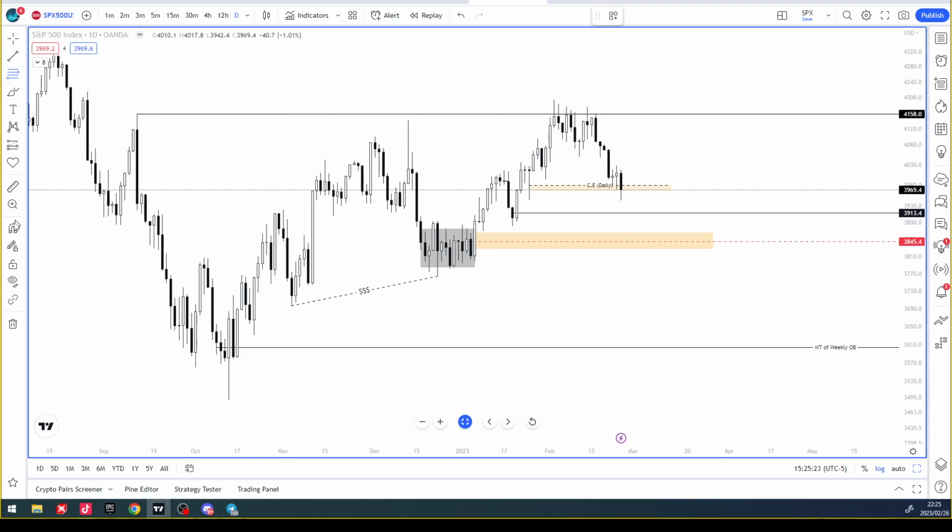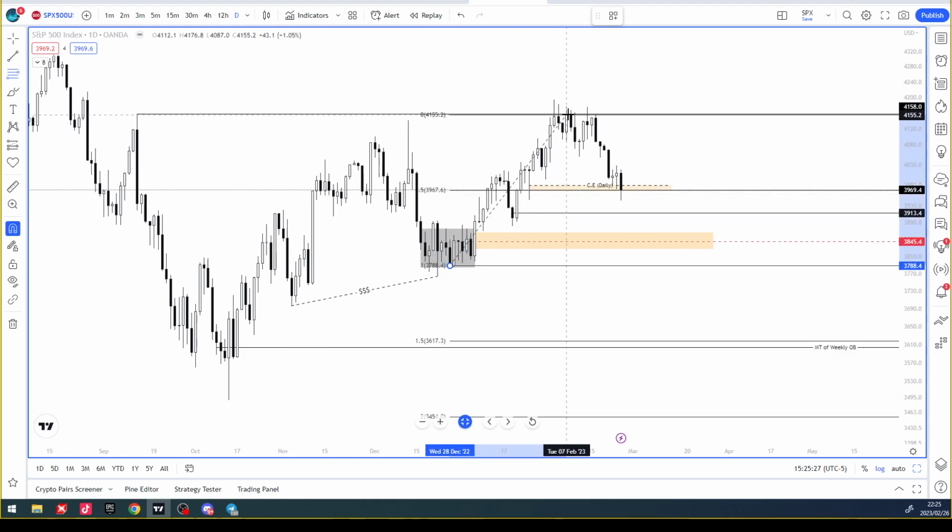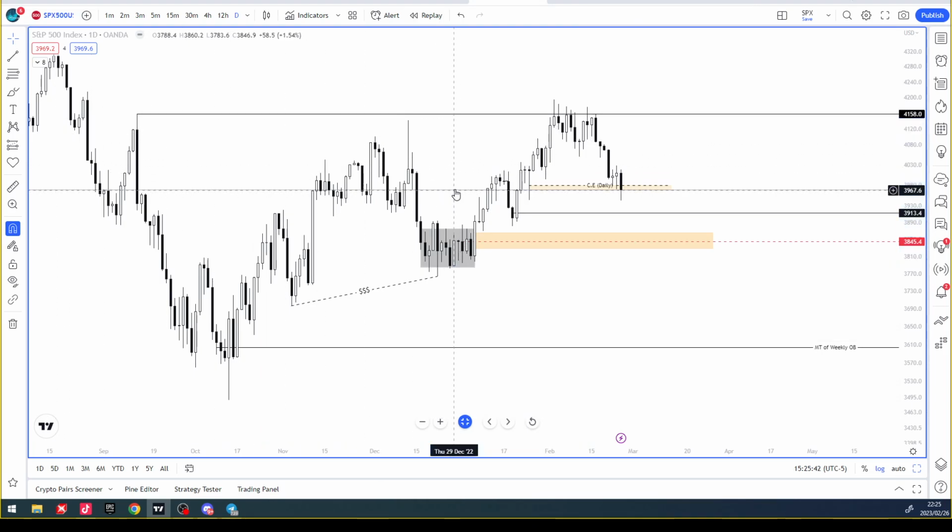Let's have a look at something here quickly. And we're at the 50%. At the 50% of this. So interesting to see tomorrow what happens. Remember, rejecting underneath the 50%, and it's a goner.